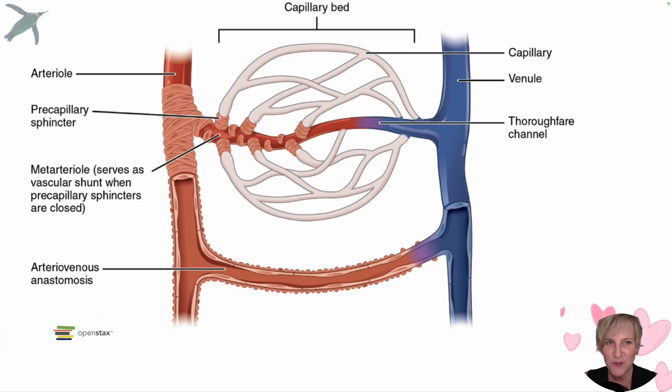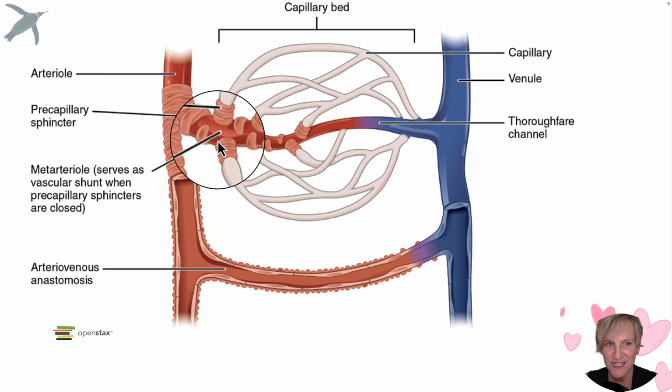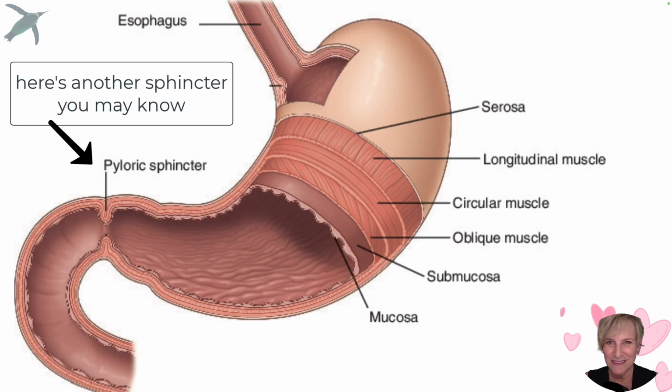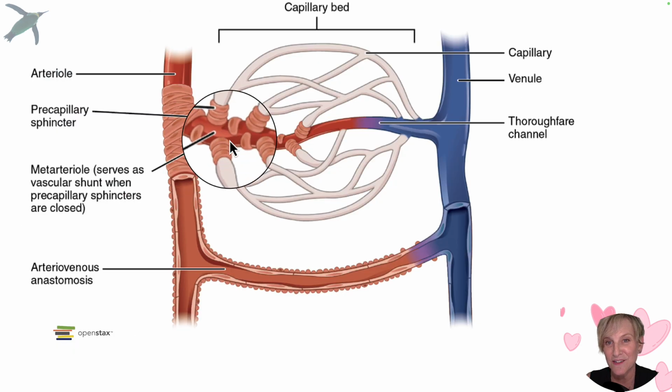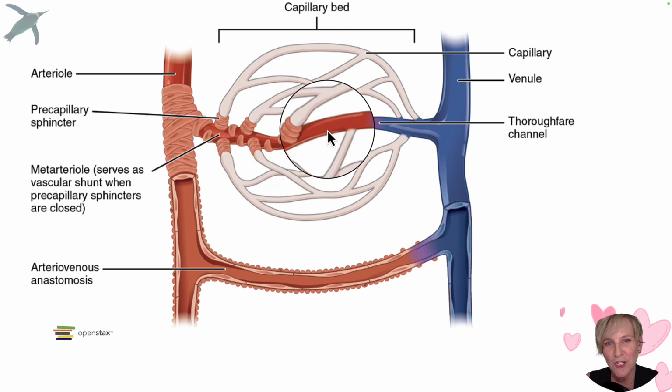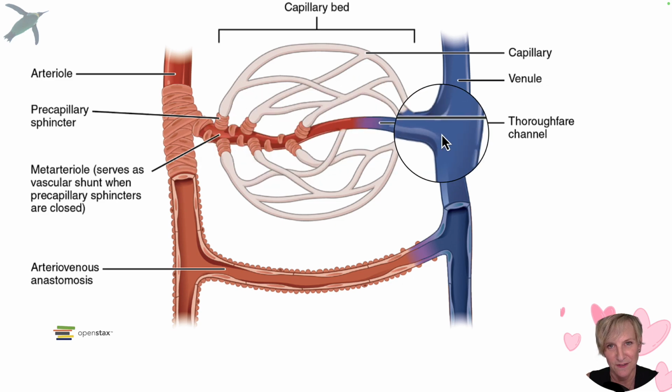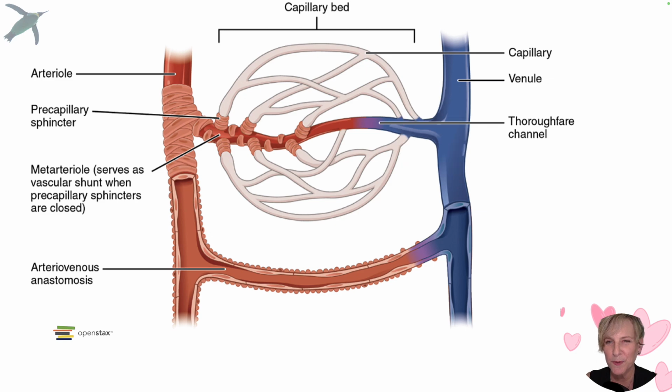So what the body can do is control flow through any capillary bed by opening or closing these little pre-capillary sphincters. Okay, so sphincters are little bits of circular muscle, and when they contract, they shut down the flow through that tube. So as you can see here, if the body is not allowing blood flow through this capillary bed, it's just going to be shunted through this thoroughfare channel. So no exchange is going to be taking place. So the body controls what we call the perfusion of blood through capillaries very, very tightly.